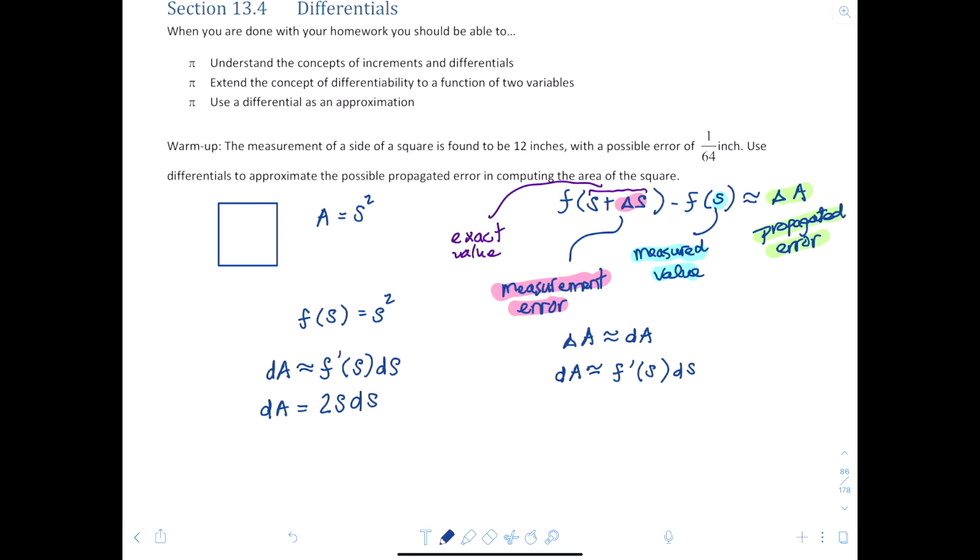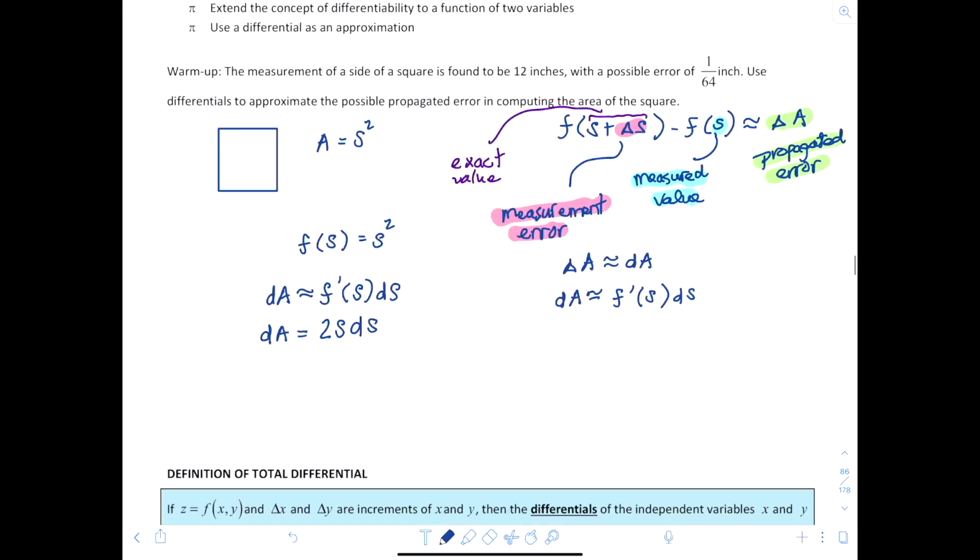And then we will have what? Well, let's check it out. What were we given? The measurement of a side of a square, so the measured value, S, was equal to 12 inches, right? Possible error of a 64th of an inch. So possible measurement error was ds, and that's going to be plus or minus 1/64th of an inch.